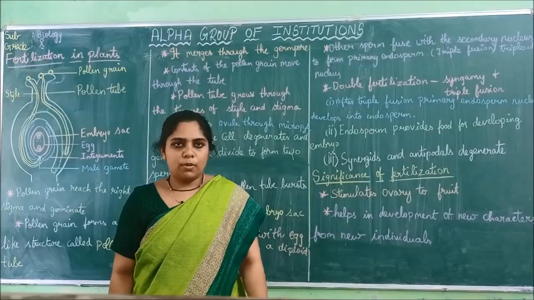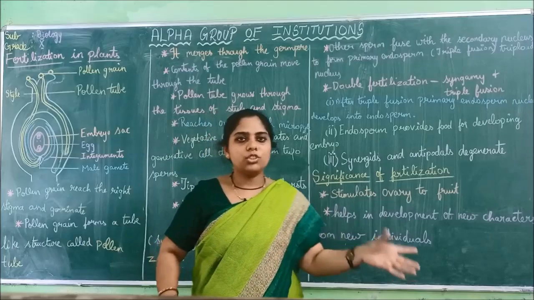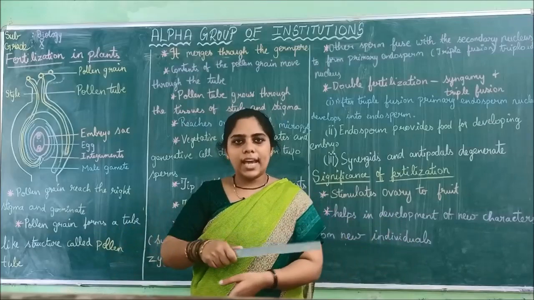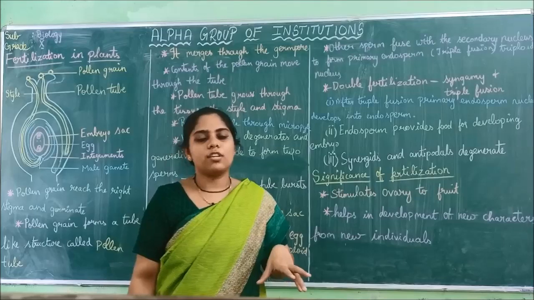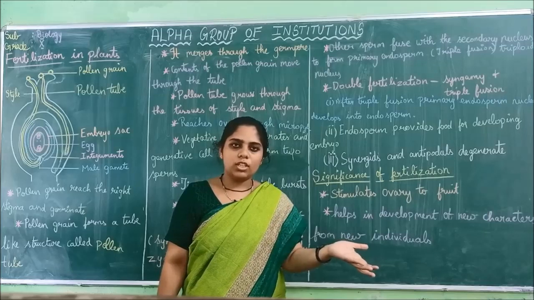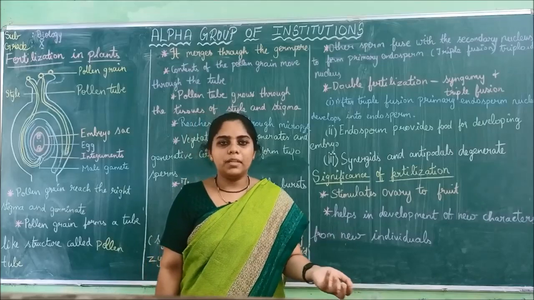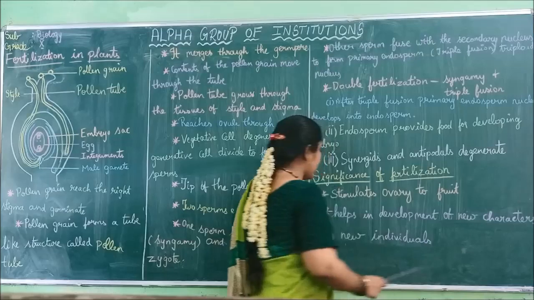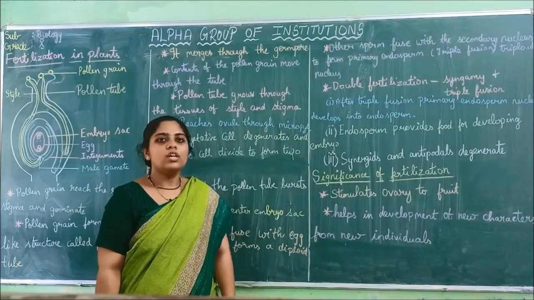So remember cross-pollination. What happens? The pollen is transferred from one plant to another. Each plant will have its own characters. When there is a transfer of pollen grains, the characters get interchanged so that we can get new varieties, new combinations of characters. After the pollen grain reaches, it has to fertilize, and only then will the new character, the new variety, be revealed. So that is what is here: it helps in the development of new characters in new individuals. These are the two significances of fertilization.